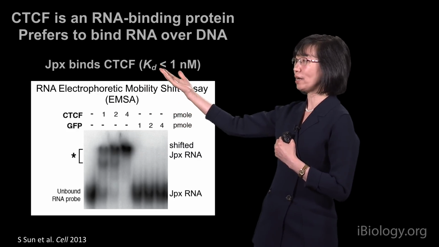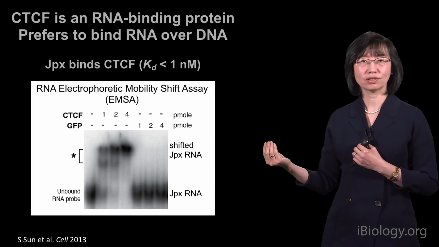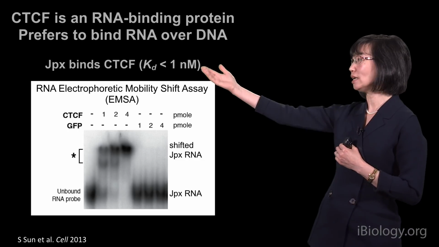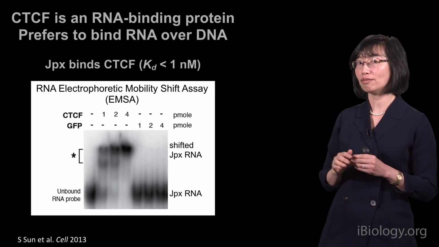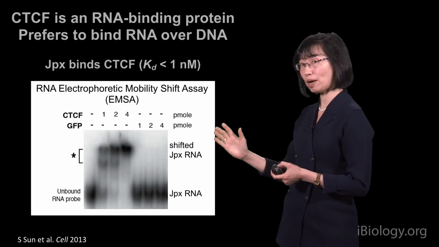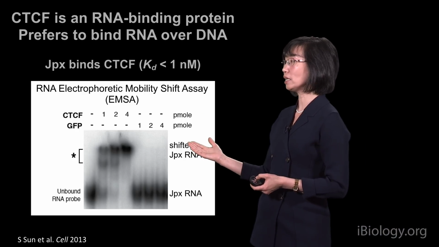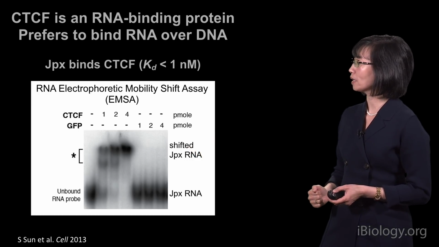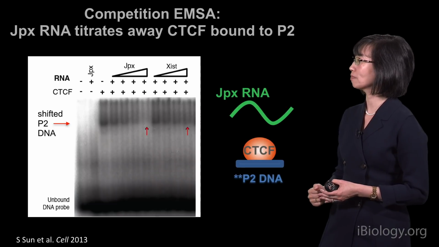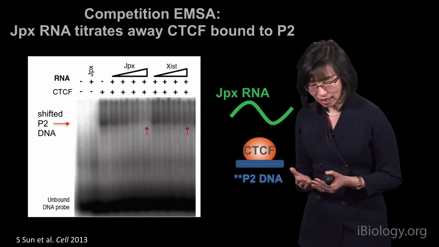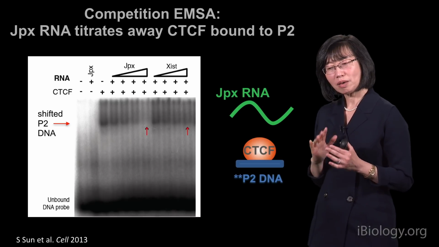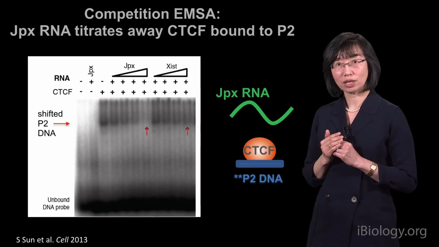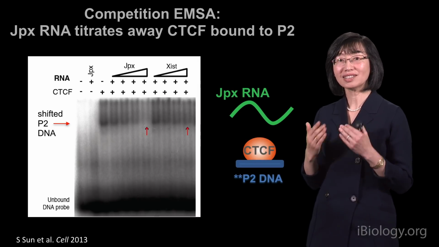And so, in fact, we can biochemically measure the affinity of this complex by measuring the dissociation constant, and that KD is less than 1 nanomolar. So CTCF is a very good RNA binding protein, much better than binding to DNA, where the dissociation constant is more than 20 nanomolar. Okay, so then we have this idea that CTCF may be getting competed away from the promoter by this non-coding RNA Jpx, and that may underlie this titration mechanism.